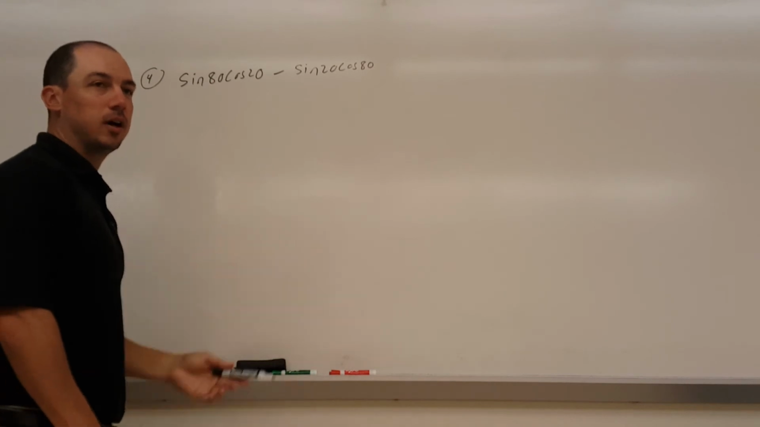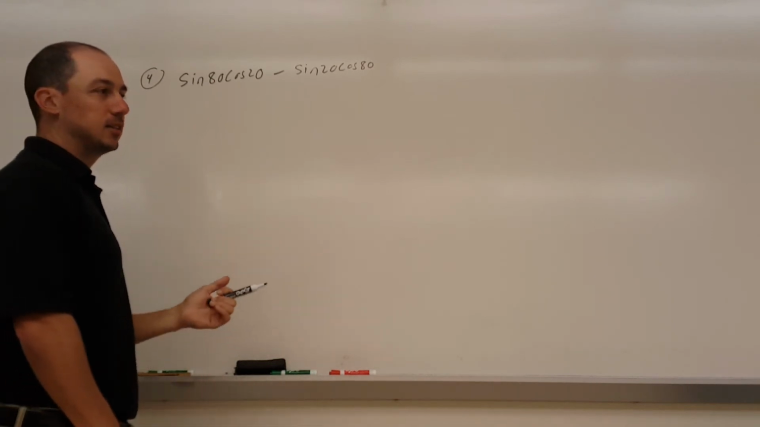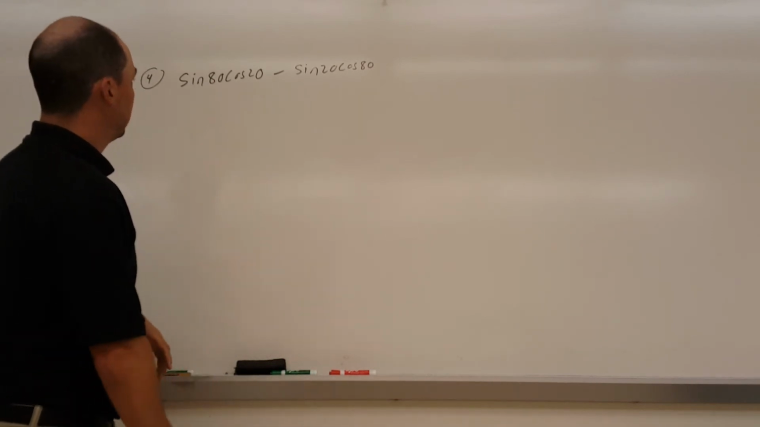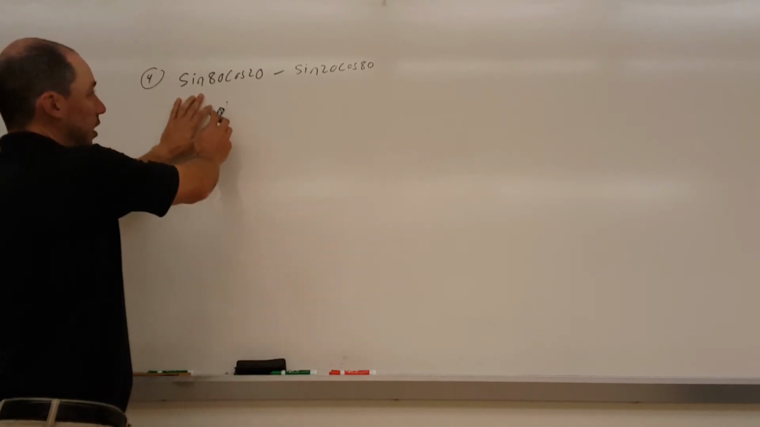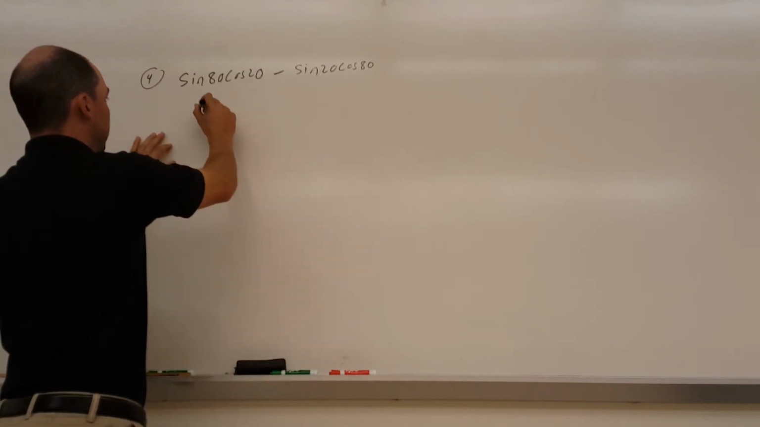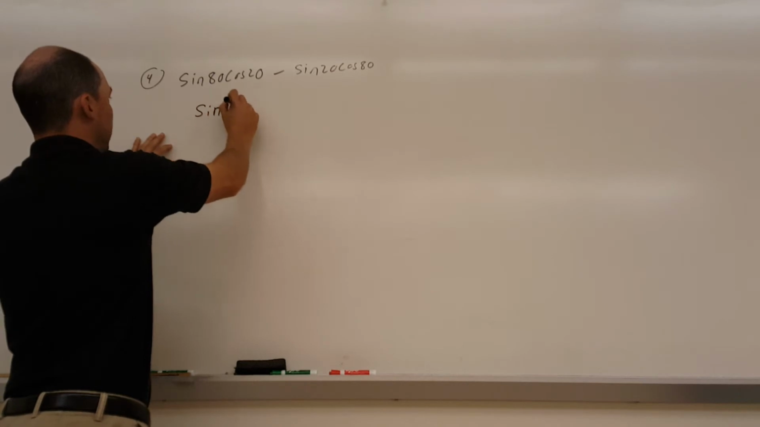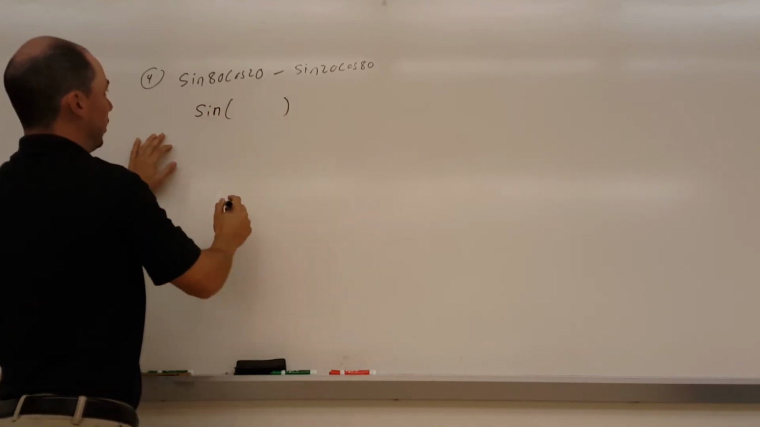Oh, that looks like one of my sum and difference identities. Is that one of them for sine? Sine and cosine together, yeah, it's a sine and minus. So that's the same as sine of alpha minus beta.